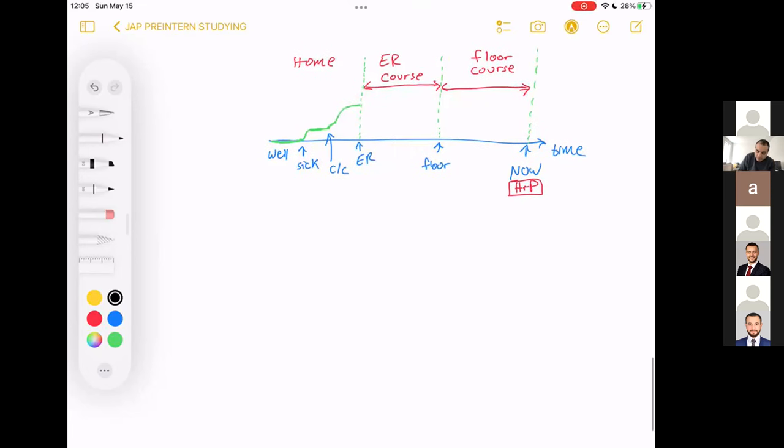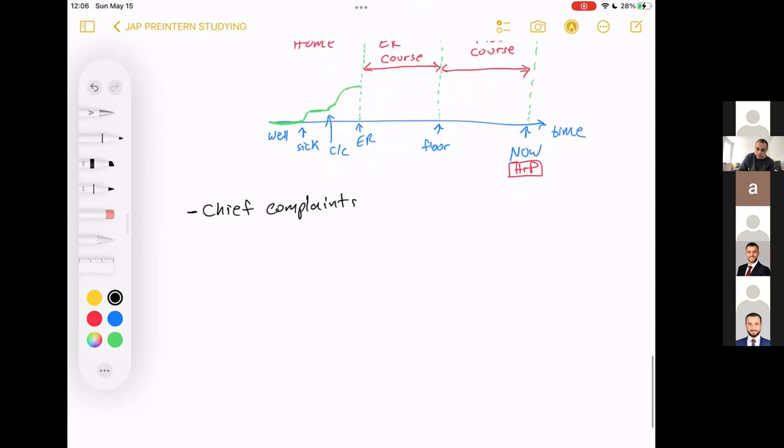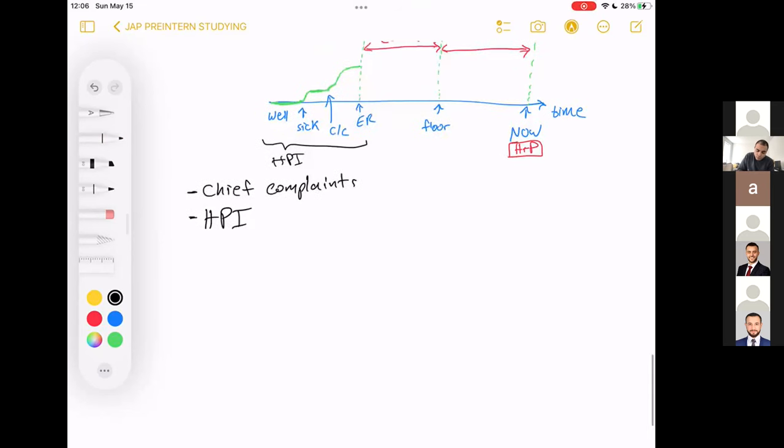So I start by writing the chief complaint. This patient, we're seeing them because of the chief complaint, shortness of breath, okay? Then I write the history of presenting illness, which is the HPI, until the patient got to the ER, okay? And then in the ER, what I like to do is to document, once the patient came in, what were the vital signs on presentation?